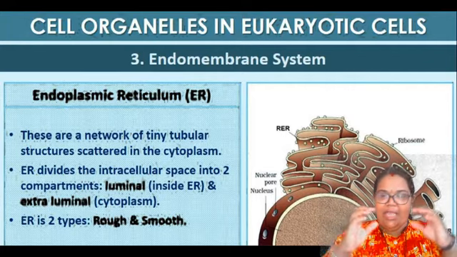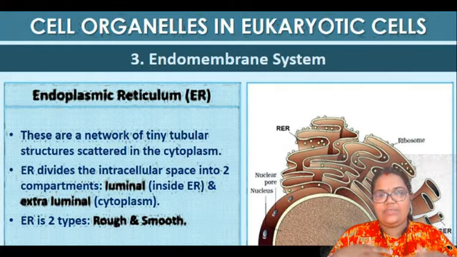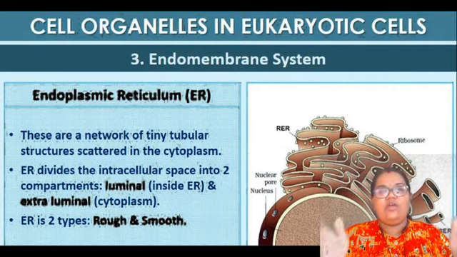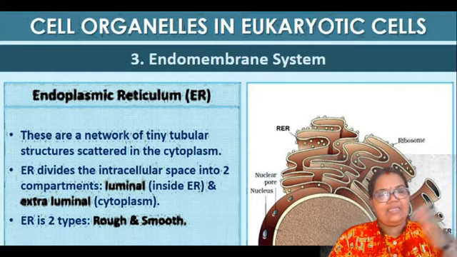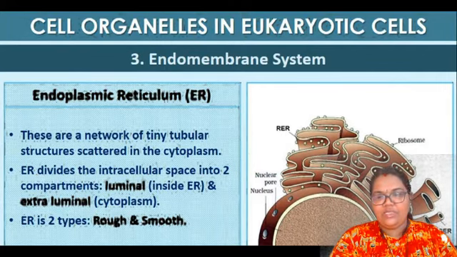Once again, the endoplasmic reticulum is an extension of the nuclear membrane. It can extend throughout the cytoplasm, or it can be small also, but mostly it will extend throughout the cytoplasm. So it divides the entire cytoplasm area, or the intracellular space, into two: luminal, that means inside the ER, and extraluminal, outside, the cytoplasm area. If this is the nucleus, the nuclear membrane has this extension, which is called the ER, and here is the cytoplasm, the extraluminal. Inside the ER is luminal.